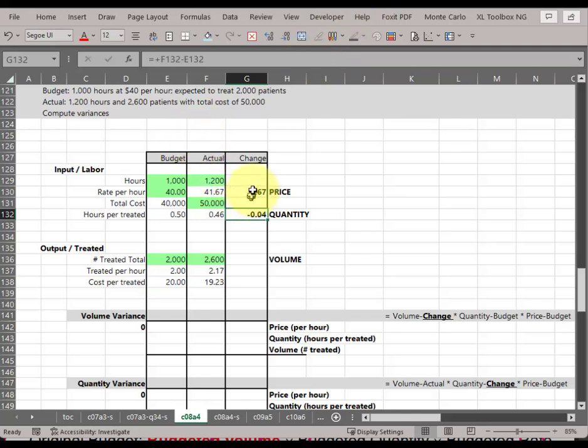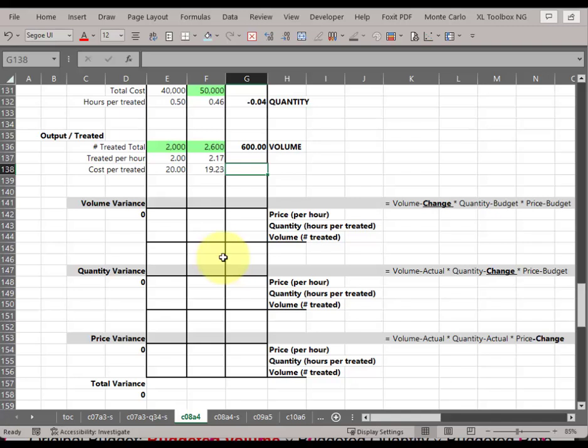And you can see it goes up $1.67. Let's look at quantity, and in this case we want to do it this way, there minus there. We should get a negative number, which makes sense, because if we're more efficient, that will bring down our costs. Greater efficiency means we're doing more with less, so it brings down our costs. And then our volume clearly goes up from 2,000 to 600.